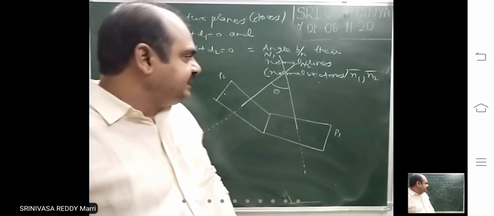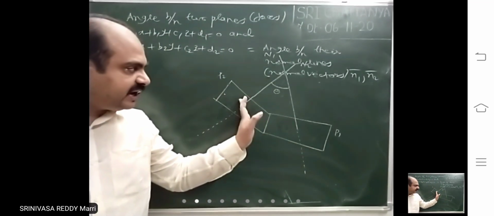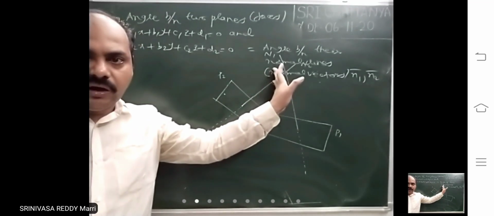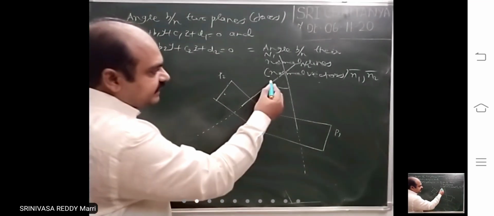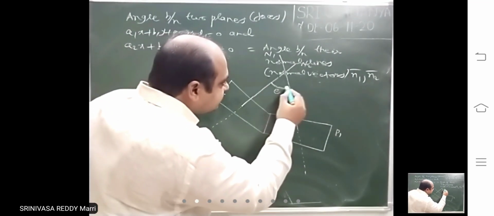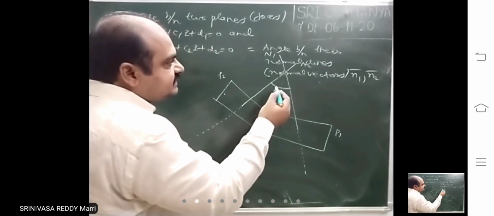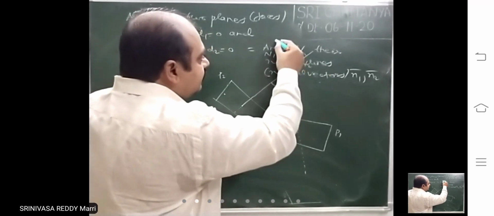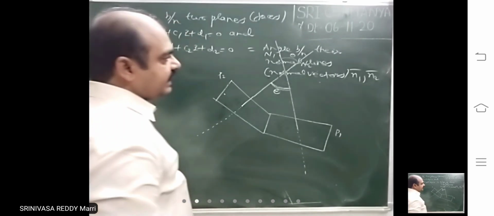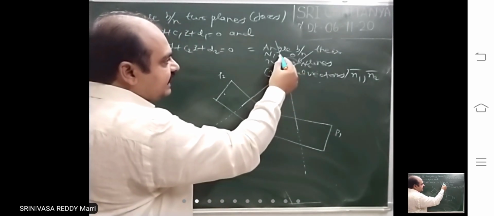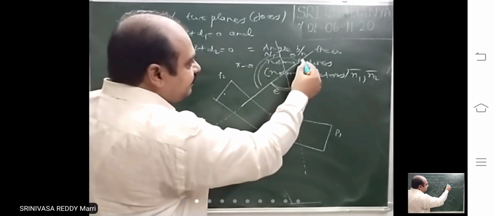The main thing is, always, whenever planes are at an angle, you assume one pen as one normal and another pen as another normal. The angle between these two lines is nothing but the angle between planes. Lines mean there will be angles again. If this is theta, the other angle is pi minus theta.